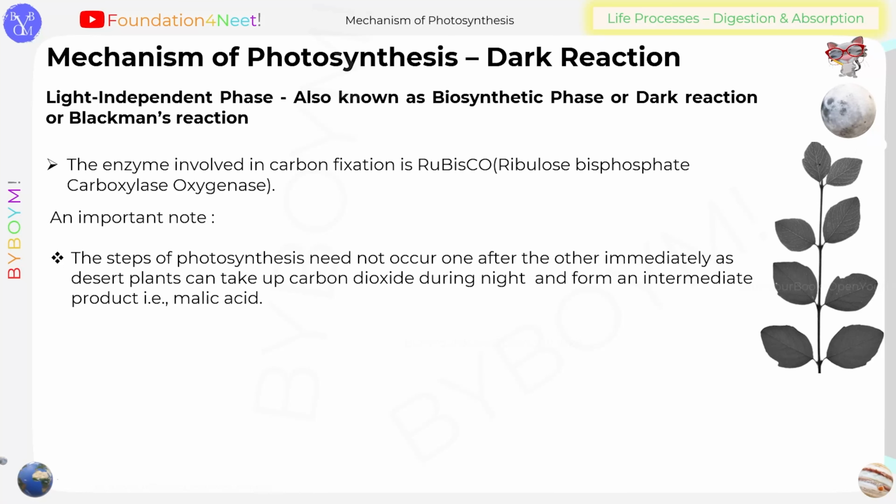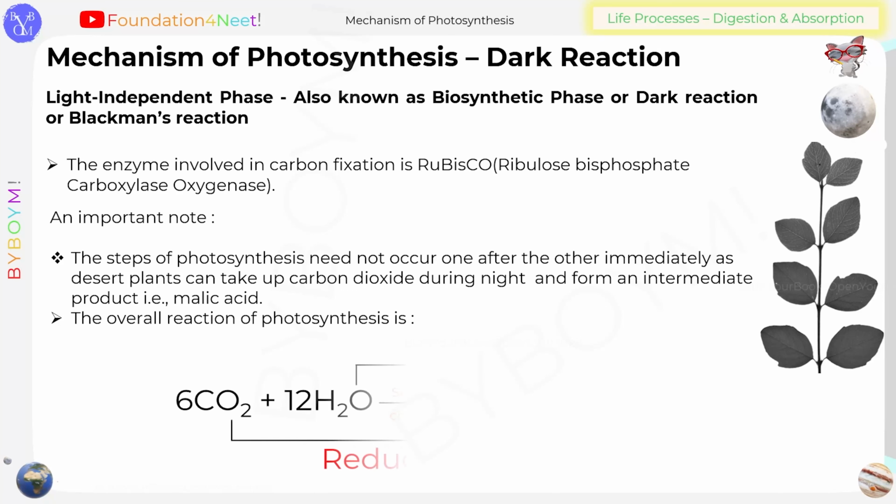An important thing to note here is that the steps of photosynthesis do not need to occur one after another immediately. That is, the products of light reaction are to be used, so they can be used at any point of time. So the dark reaction need not occur immediately after the light reaction. And desert plants have a specific mechanism. One such mechanism is that they take up carbon dioxide during night, but they will form an intermediate product, malic acid.